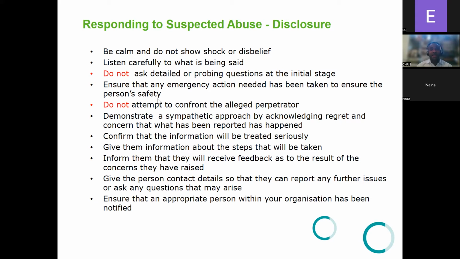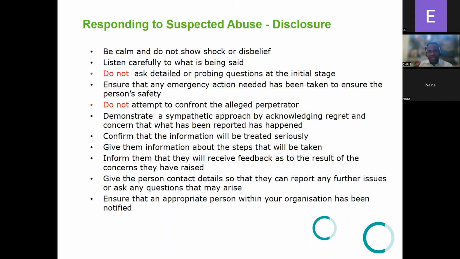Number 4, ensure that any emergency action needed has been taken to ensure that the person is safe. For example, if the person tells you, I saw somebody with a gun here, this is an emergency, this is urgent. Or I saw somebody wielding a knife. So you see somebody's life is at stake. Very quickly, you have to take all the necessary emergency steps.